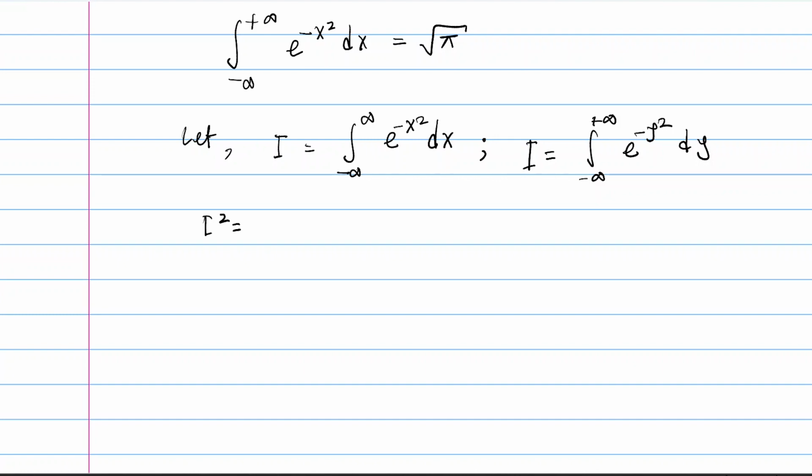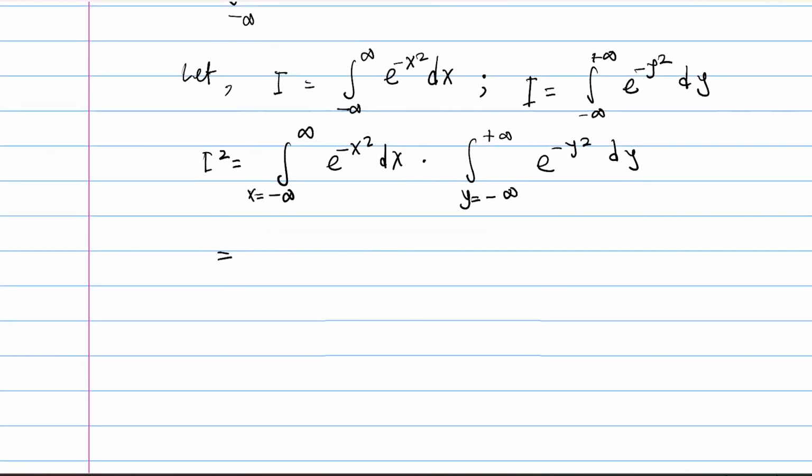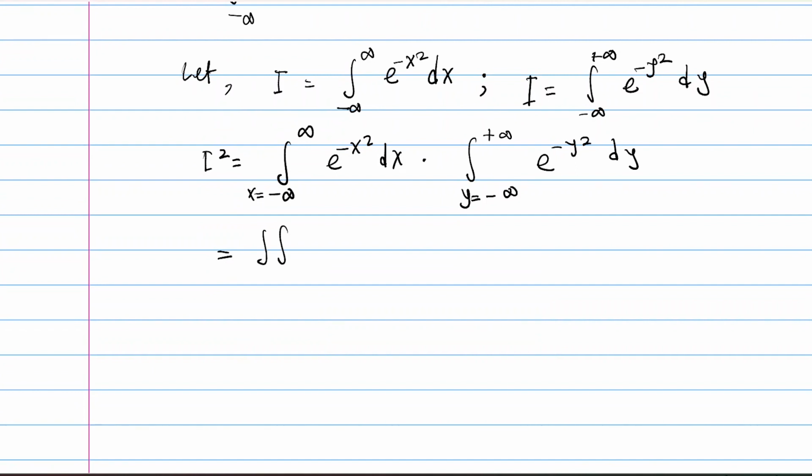So we can write I squared as the integral for x from negative infinity to positive infinity of e to the power negative x squared dx, times the integral for y from negative infinity to positive infinity of e to the power negative y squared dy. We can write this as the double integral, x from negative infinity to positive infinity, y from negative infinity to positive infinity, of e to the power negative (x squared plus y squared) dx dy.